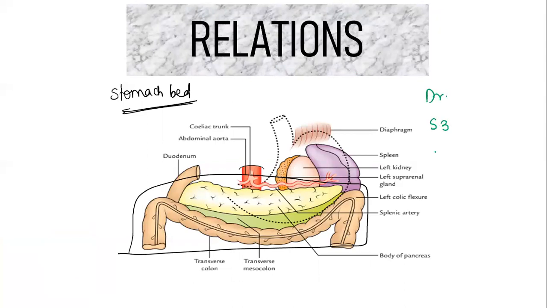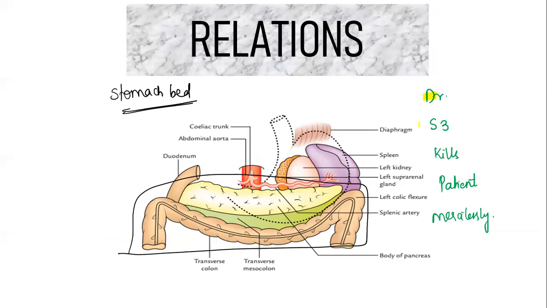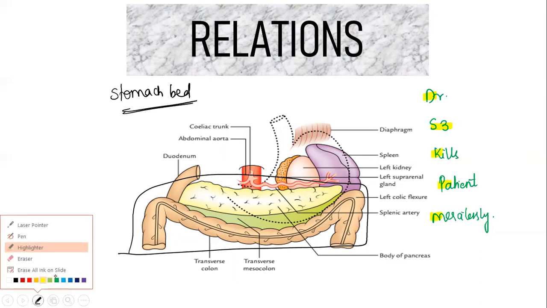Dr. S3 kills patient mercilessly. So maybe you would have attended online classes. He is not a knowledgeable doctor, so he is going to kill the patient just like that, without any mercy. He kills patient. So Dr. S3 kills patient mercilessly. So the first letter of all these: D, then you have got S3. We are going to see three structures that start with S, then K, P, M. All these organs are going to form the posterior relation of the stomach, or the stomach bed.